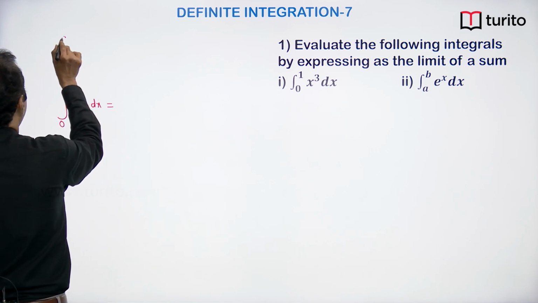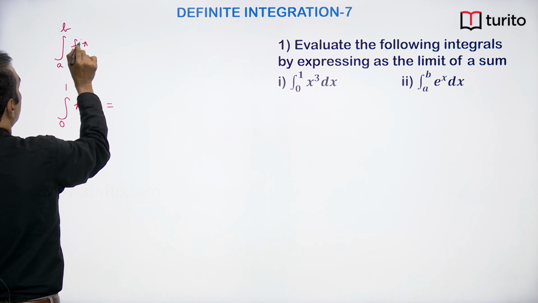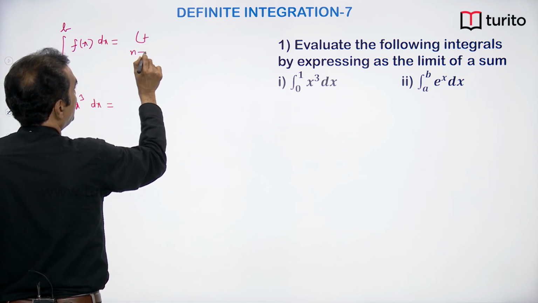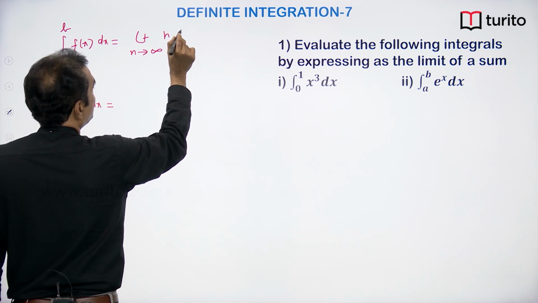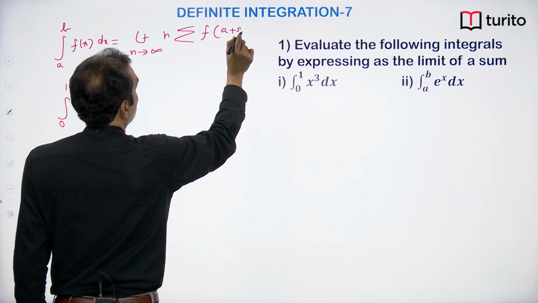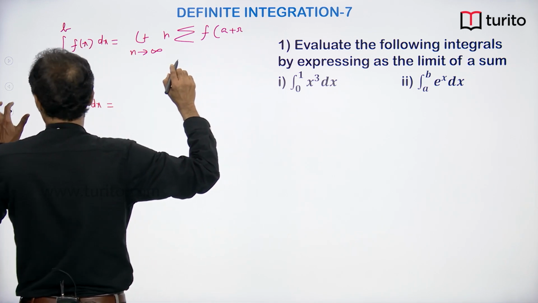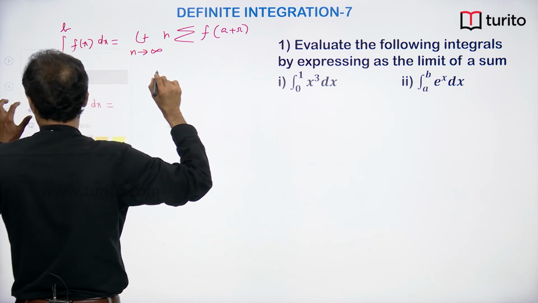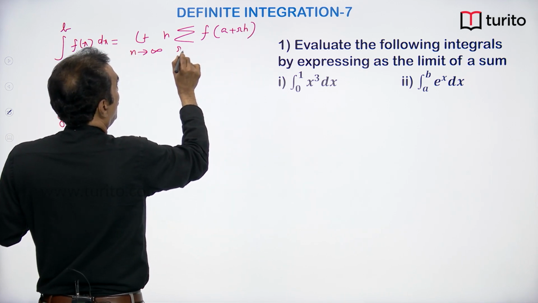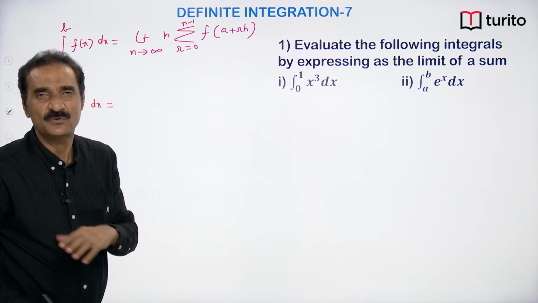Here we have to use the formula: integral a to b f of x dx is equal to limit n tends to infinity h into sigma f of a plus rh, r varies from 0 to n minus 1, or we can write 0 to n also, there is no problem.